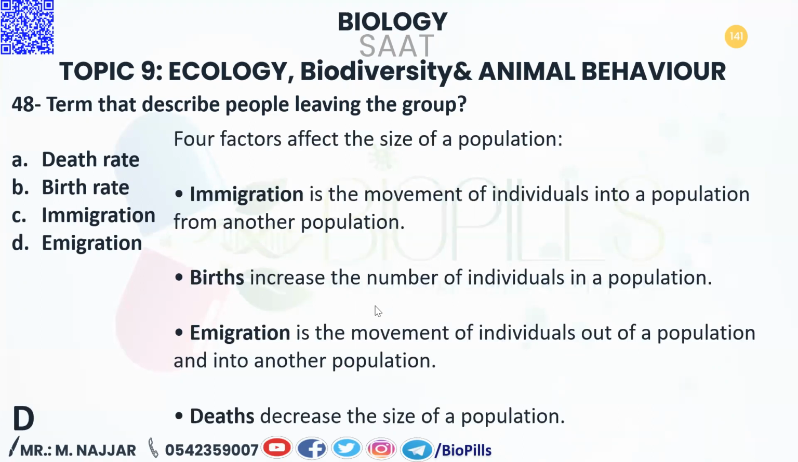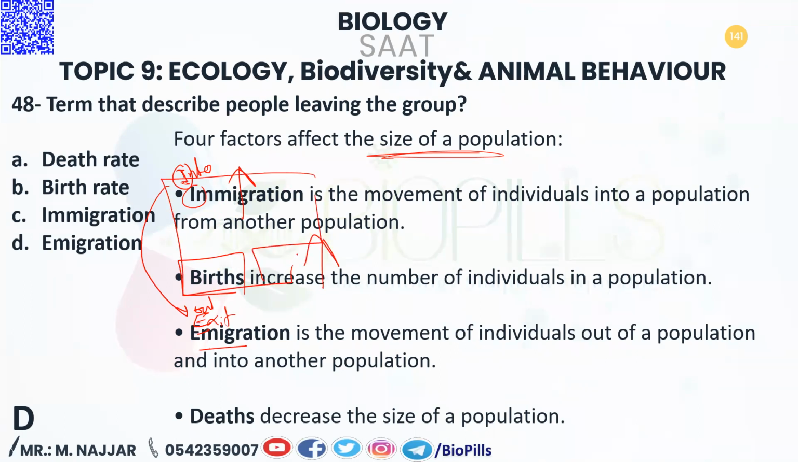As you know, we have four factors that affect the population size. Immigration with I means the movement of individuals into a population, I for into, in order not to mix it up. The opposite is emigration, with E for exit or out of. Of course, immigration will cause an increase in the population size. Birth and immigration both increase the number of individuals in a population.